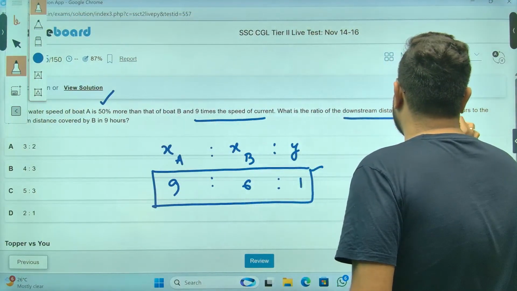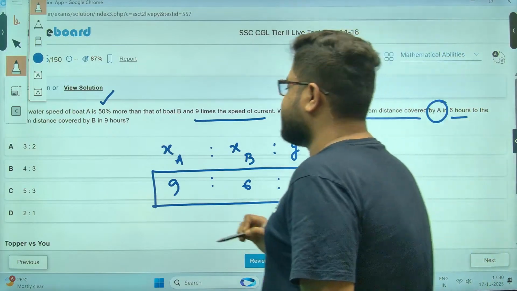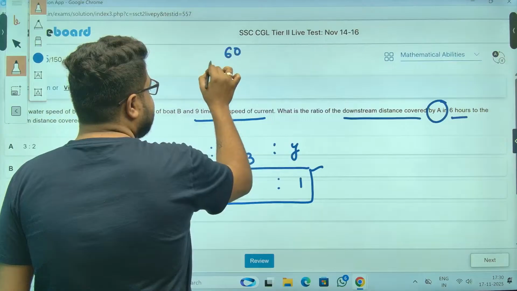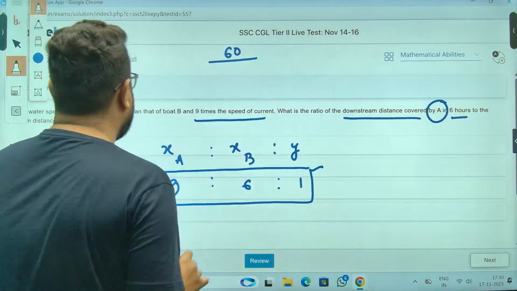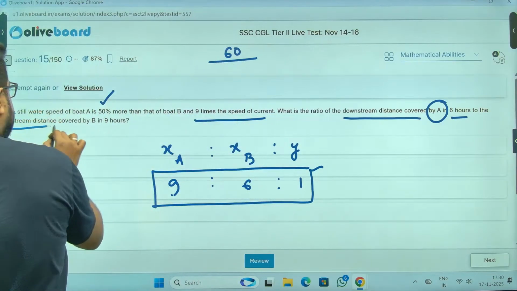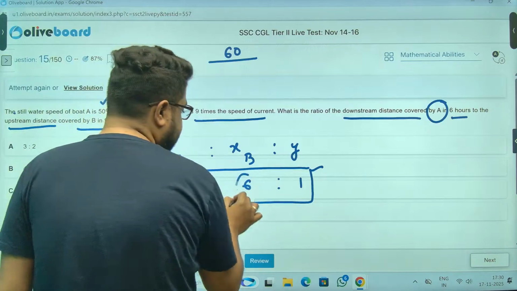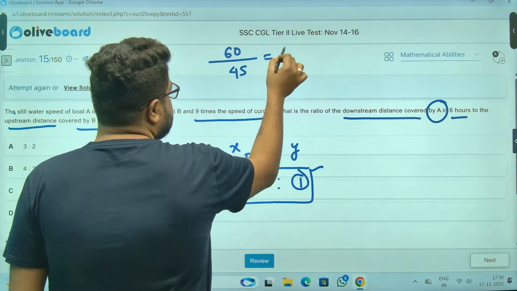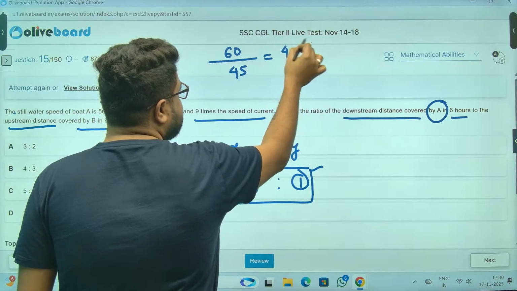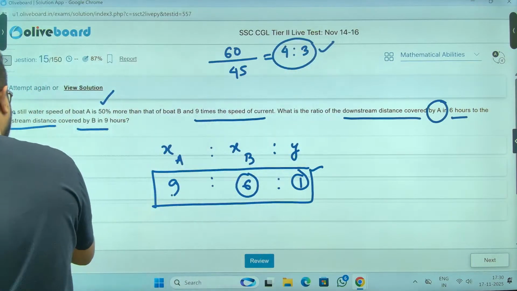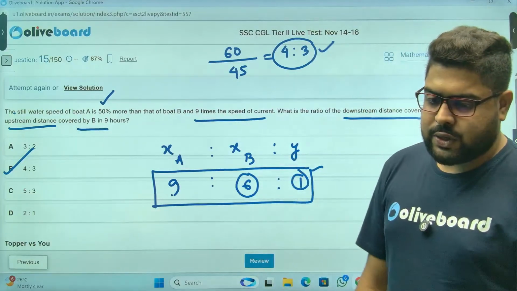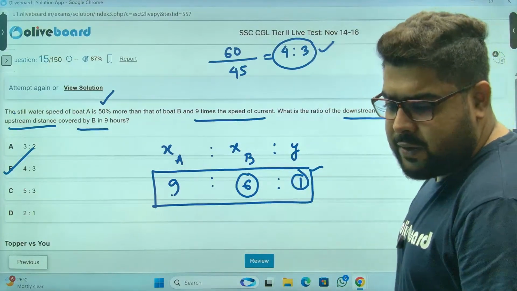Ratio of downstream distance covered by A in 6 hours. So downstream speed will be 9 plus 1, 10. 6 hours means 60 kilometers. And the upstream covered by B, upstream speed is 5 into 9 hours, 45, sir. Sir, 15 fours, 15 threes. That's your answer. 4:3, option number B. Option number B, 4:3 is most definitely your correct answer.